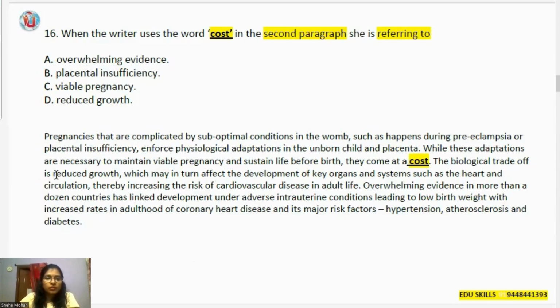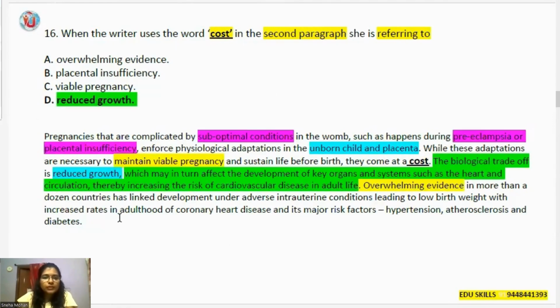Answer option A is overwhelming evidence. Answer option B, placental insufficiency. Answer option C, viable pregnancy. Answer option D, reduced growth. So after reading the question, text and answer options, if you have found the answer, you can put it down in the chat box. Yes, answer option D is the correct answer. Now let's see how we derived this answer.